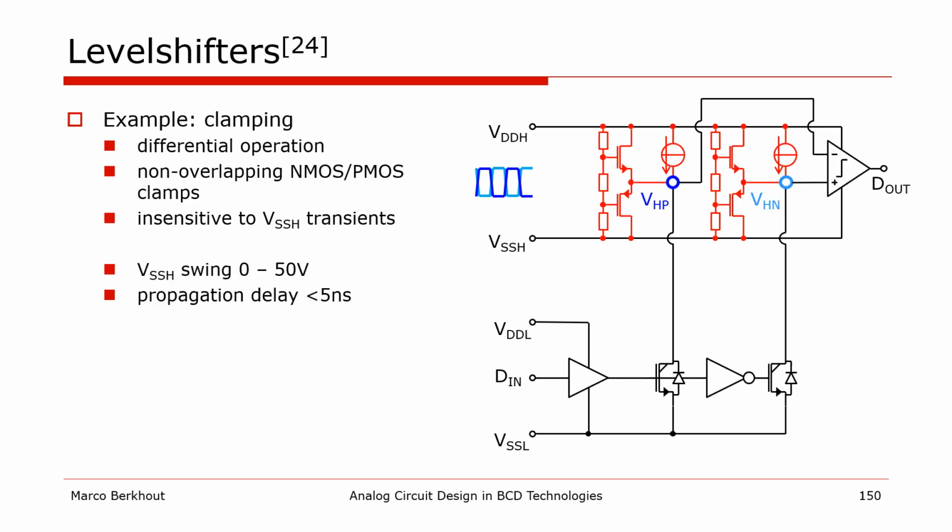Here's an example of a very fast static level shifter used in a high-frequency DC-DC converter. It uses two DMOS pull-downs operated with inverted phase. The voltage swing at the output nodes is limited by using non-overlapping clamps that have a deadband in the middle of the output domain, and a comparator is then used to decide the logic level. Thanks to the differential operation, this level shifter is insensitive to voltage transients in the output domain and is especially suitable to connect to the high-side gate driver of a half bridge. In this example, the voltage swing of the output domain is 50 volts, with a propagation delay of less than 5 nanoseconds.